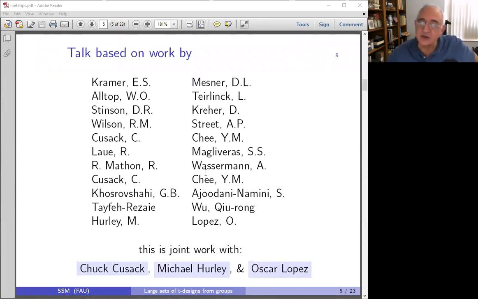The talk is based on work done by many people on large sets of designs, of T designs, but in particular, Chuck Cusack, Michael Hurley, and Oscar Lopez, my PhD students, have done part of this work with me.